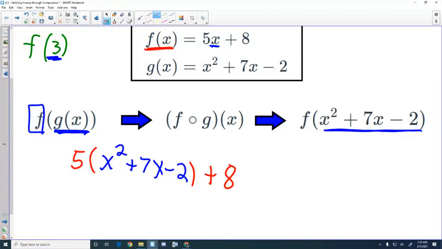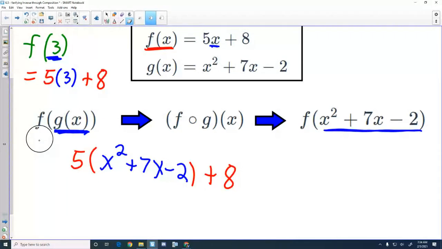Just like this f of 3, we'd write 5 times 3 plus 8, right? 5 times something plus 8. In this case, it was a 3 because that's what was in parentheses. In this lower example, it's 5 times x squared plus 7x minus 2, plus 8, because that's where the x was located. And so you're just plugging one function in for x in a second function. It's kind of like the substitution method that we've used before to solve a system of equations, where you plug one function into the other one. Same idea. It's just written with this different notation, this f of g of x.